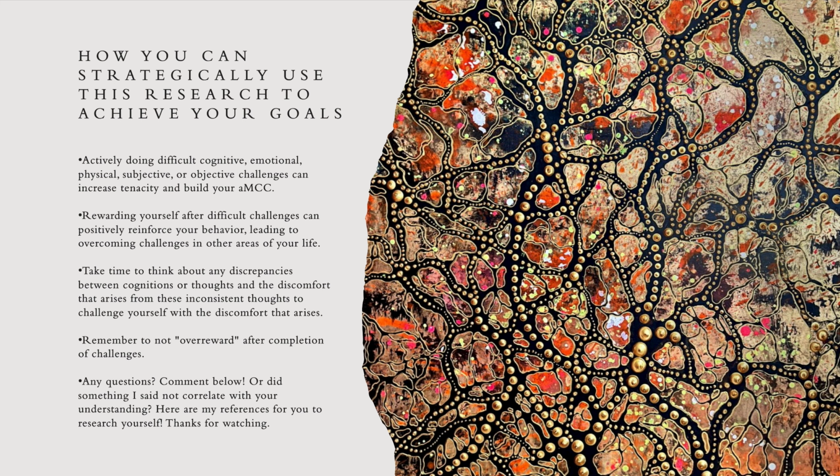So now that we know that, how can we strategically use this research to achieve goals? Now that we know that the anterior mid-cingulate cortex plays a huge role in tenacity and our willpower, the research suggests it's highly correlated. So actively doing difficult cognitive, emotional, physical, subjective, or objective challenges can increase tenacity and actually build the structure of your anterior mid-cingulate cortex. Rewarding yourself after difficult challenges can positively reinforce your behavior, leading to overcoming challenges in other areas of your life.